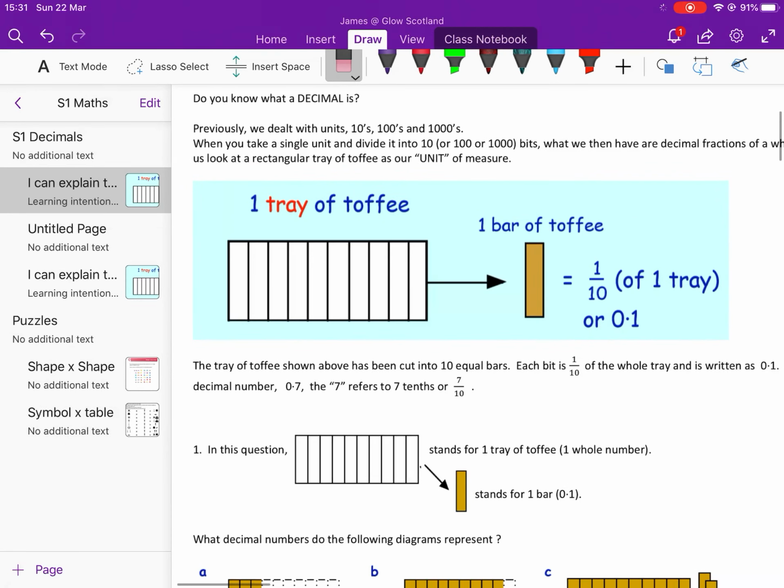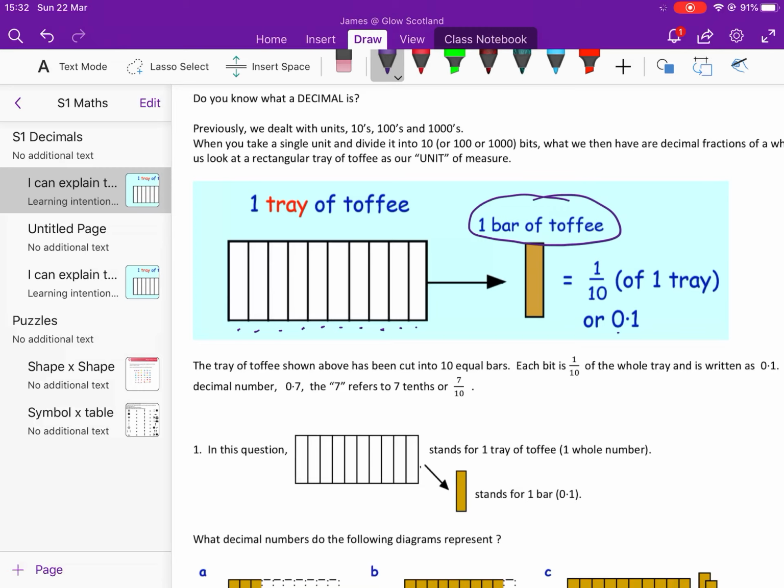So I've got a nice sort of pictorial representation of what a decimal is here. So I've decided to work with toffee. So I've got one tray of toffee here, and what I've done is I've sort of divided this tray up into 10 slices. Alright, so each slice, 1 bar of toffee, as described here, is 1/10 of the tray. So 1/10 of that unit, that one tray.